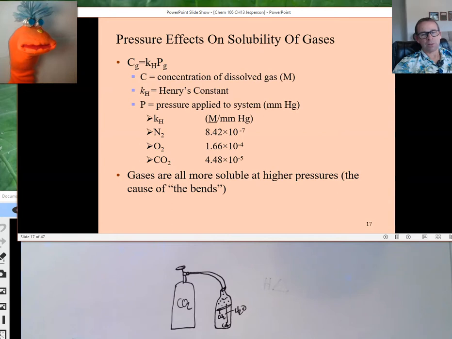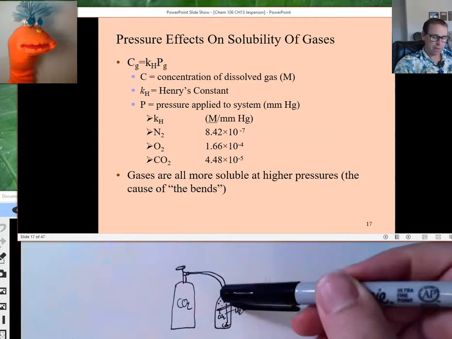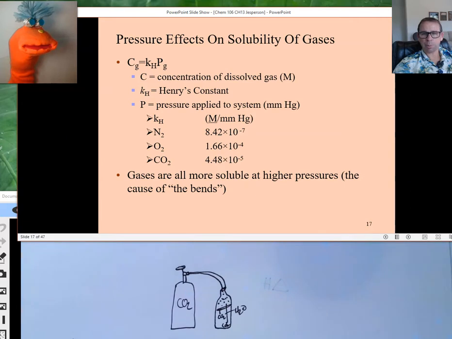Now, it was realized that there's a relationship between the amount of a gas that dissolves in a liquid and the pressure of that gas on the surface of that liquid. All right? And this relationship, the concentration that's dissolved being equal to the pressure of the gas. Now, the pressure of the gas is in units of millimeters of mercury or torr, something like that. The concentration of the gas in the liquid is in units of molar. And so we have to have a constant that fixes those and relates molar to torr, or millimeters of mercury.